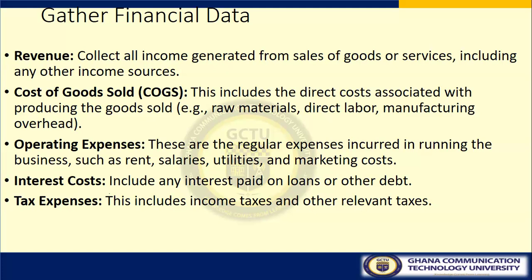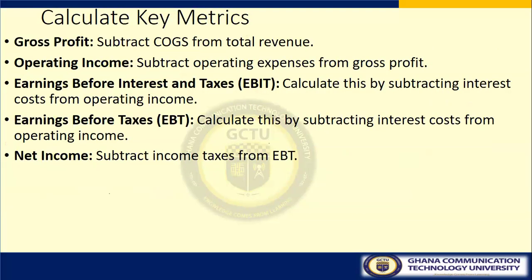Then interest cost includes any interest paid on loans. Maybe you went for a loan. Okay, you have to deduct your interest. Then tax expenses. Okay, the income tax and other relevant taxes you also have to pay before you arrive at your profit. So the first step is revenue less cost of goods sold to get your gross profit.